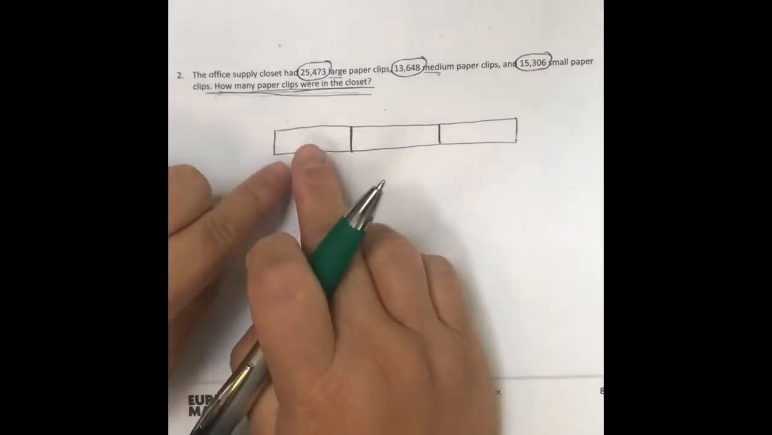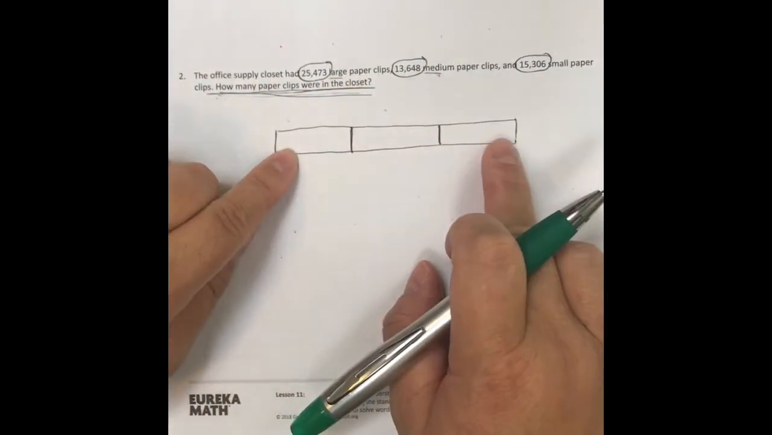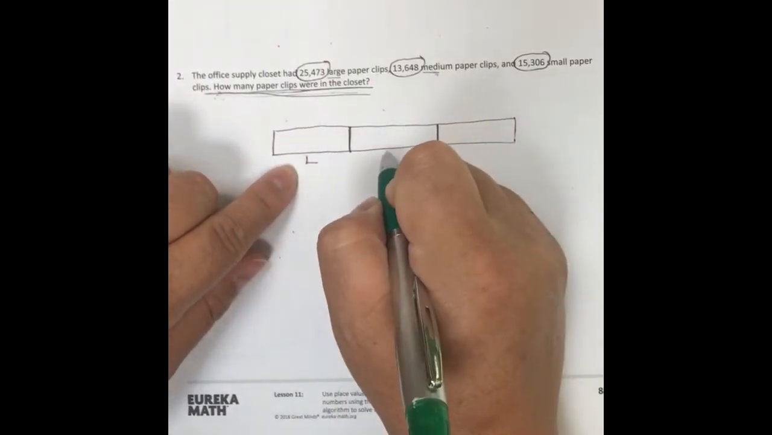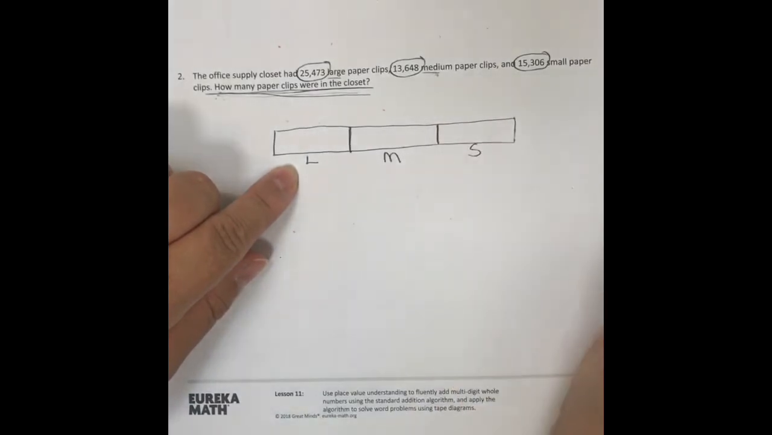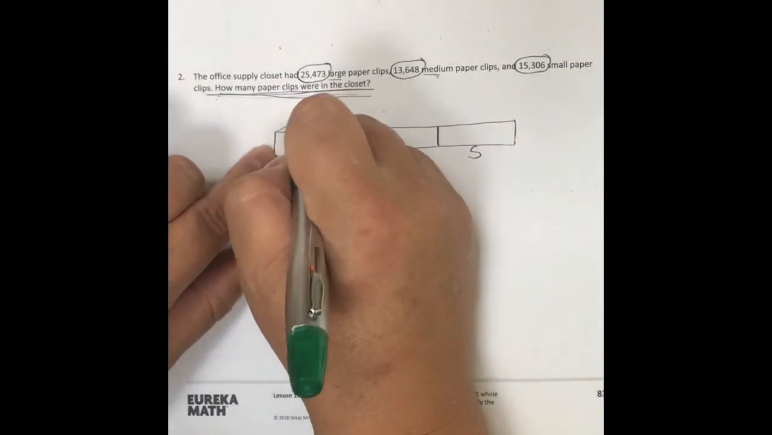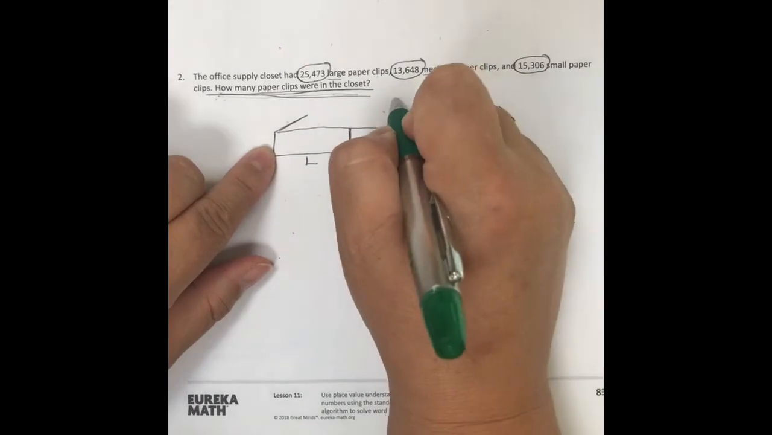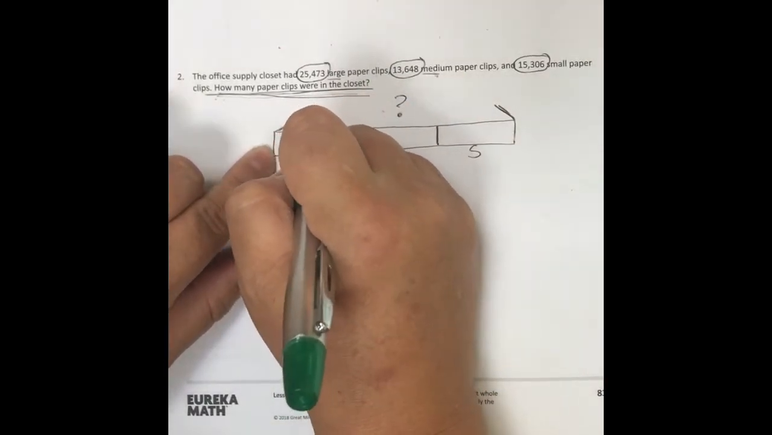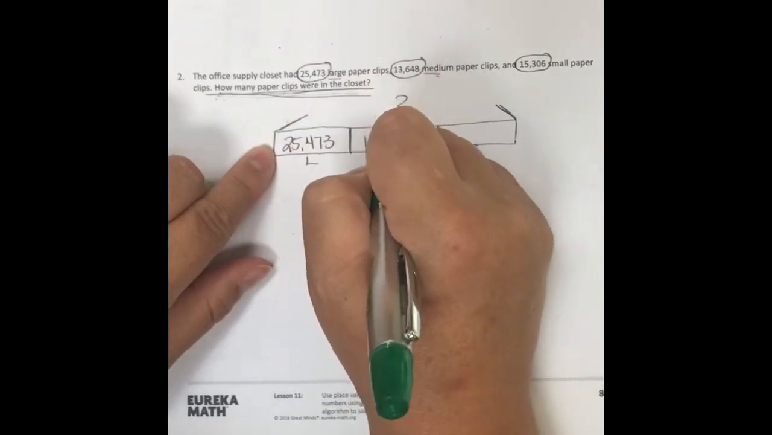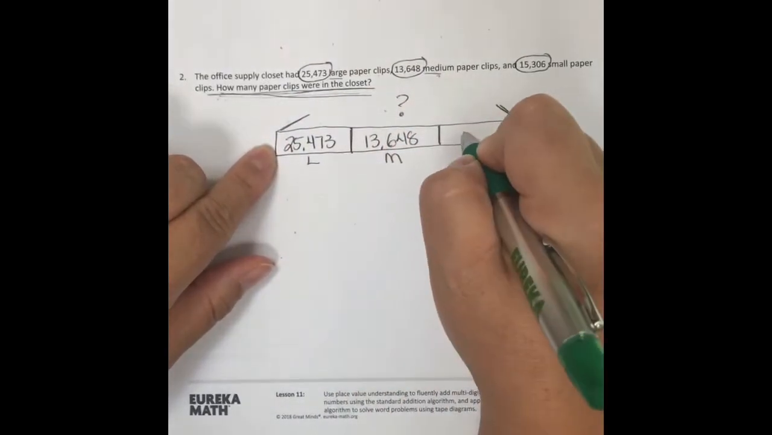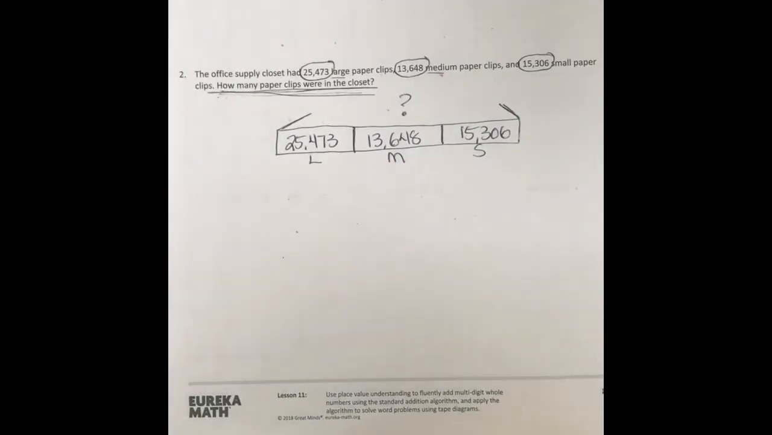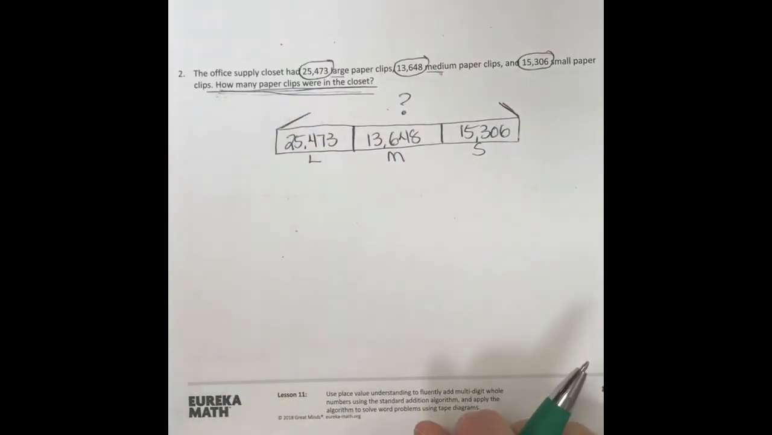They've already given me the numbers that go into each of these parts of the tape diagram. So if this was the large, the medium, and the small paper clips, I would just fill in the numbers. The unknown is how many there are altogether. So that's how you will label your tape diagram. So go ahead in your book and make sure your book looks like mine. There we go. So now we've labeled our tape diagram, and we know that we're solving for the unknown, and that is the total number of paper clips in the closet.